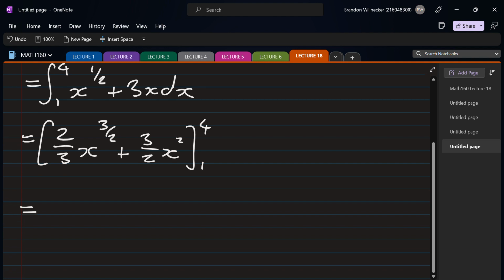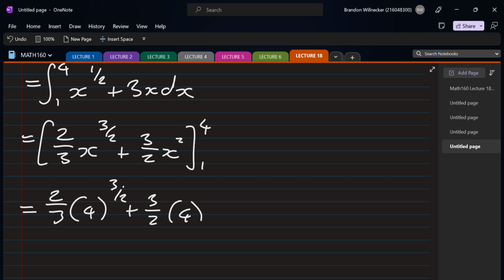We substitute the top number, so it will be 2 over 3, 4 to the 3 over 2 plus 3 over 2, 4 squared, minus, and then in brackets we substitute the bottom number, so it will be 2 over 3 plus 3 over 2, and then from this point it's just some work with the fractions. Okay, so I won't go through that with you, but it's quite simple to go through. Okay, any questions so far with these ones?